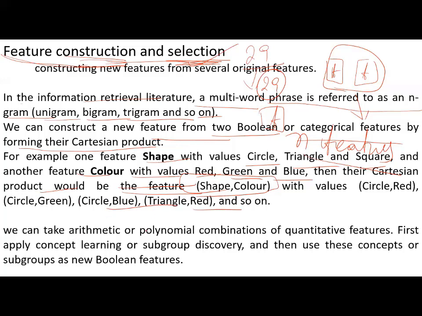We can take arithmetic or polynomial combinations of quantitative features. First, apply concept learning or subgroup discovery, and then use these concepts or subgroups as new Boolean features. Boolean features means either yes or no, either true or false. This is called feature construction.